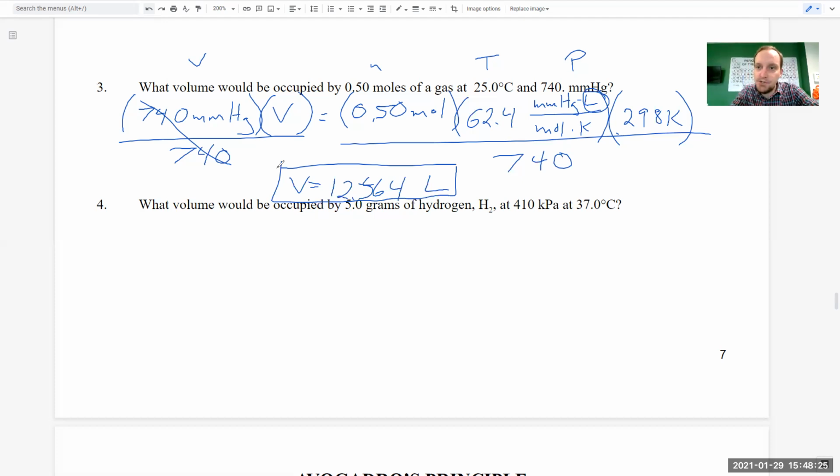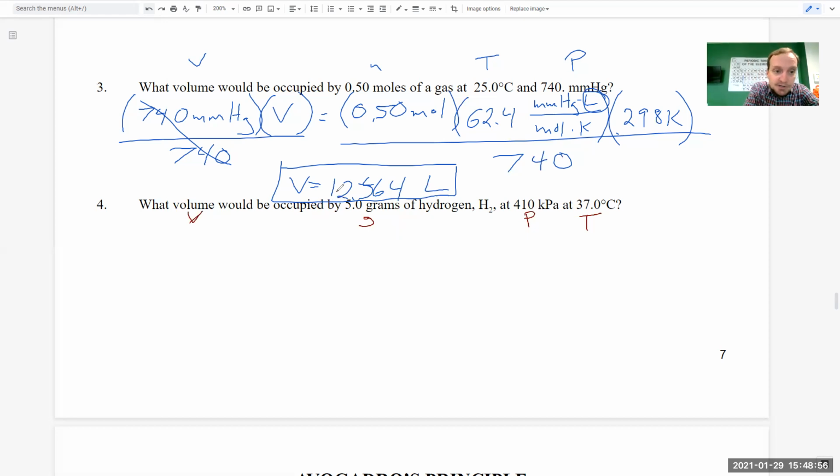Let me change my colors because you know how I am. What volume would be occupied by, again, what volume? Why are we always solving for volume? Would be occupied by this many grams of hydrogen at this pressure and this temperature. Interesting. So they're really throwing us a curveball here. What we're missing is we don't have the number of moles. Well, guess what? We're going to have to do a little conversion to figure that out.